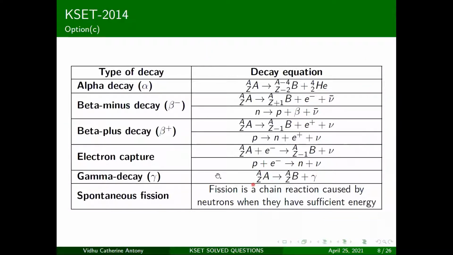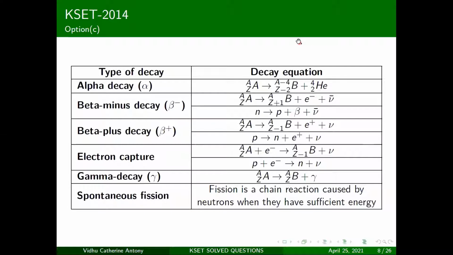Now let's go to gamma decay. In gamma decay, there's no change in the atomic number or the mass number because it's a photon, and you don't have any components like a neutron or proton associated with that. Spontaneous fission is another type of fission. It's basically a chain reaction caused by neutrons when they have a sufficient amount of energy. I just put it up because maybe they would ask you about spontaneous fission, because I see a lot of nuclear questions coming up here.